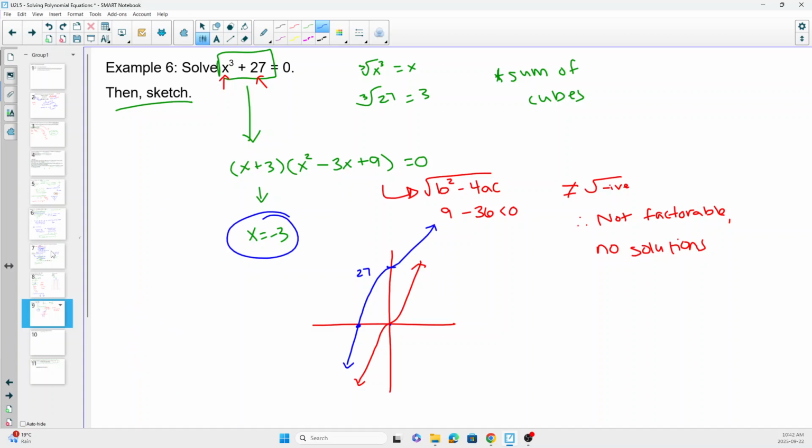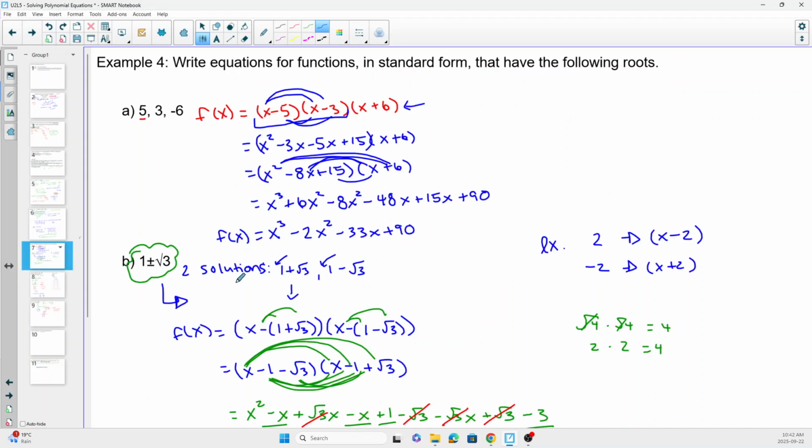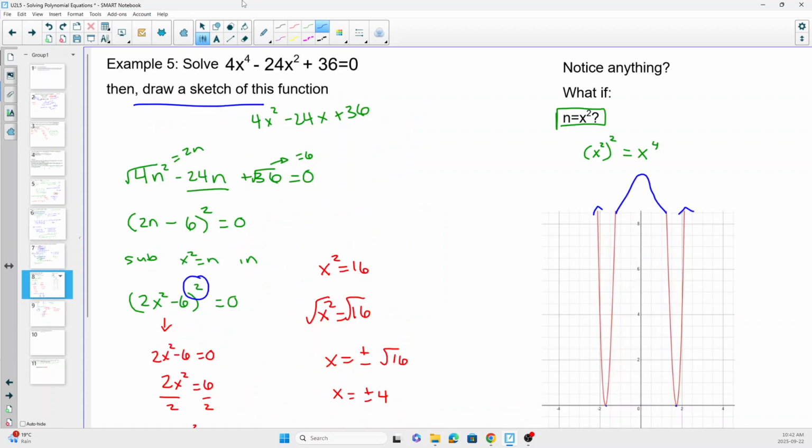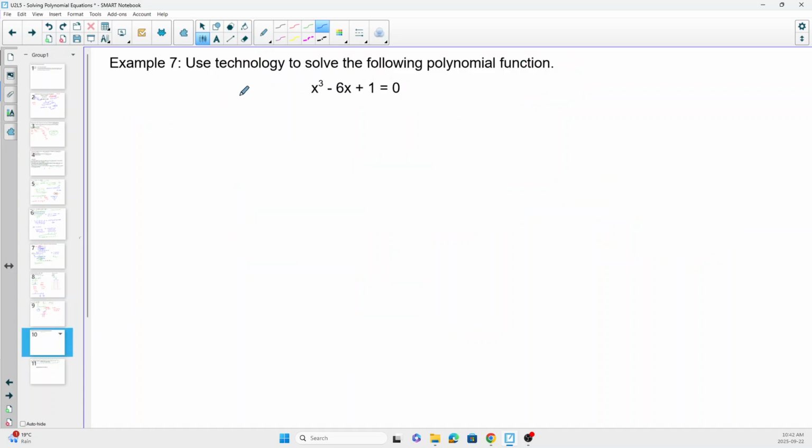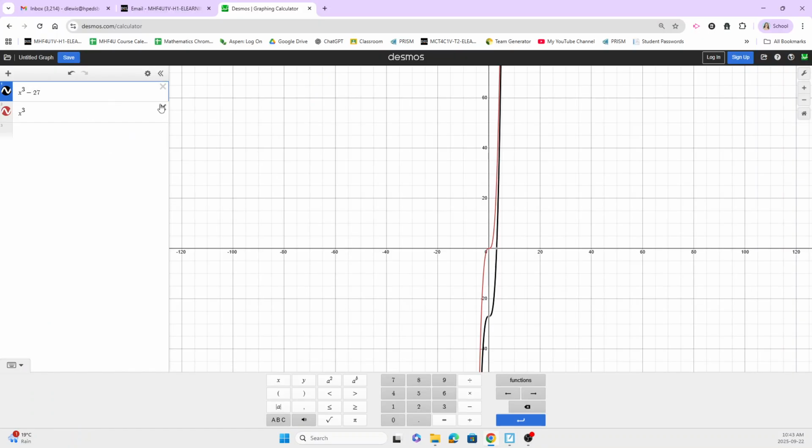We've got a few things going on here. We looked at can we do some substitution to create a polynomial that we're more comfortable factoring? We looked at a sum of cubes and then sketching from there. And then this one is just use technology to solve the following polynomial function. We've already been looking at this throughout the entire lesson, but we would simply put in x cubed minus 6x plus 1.